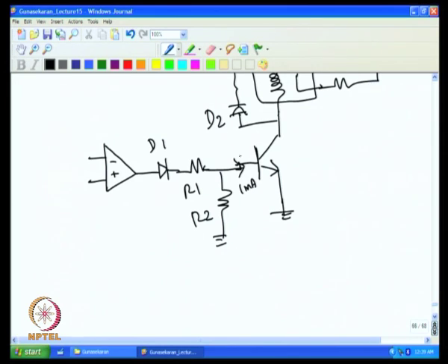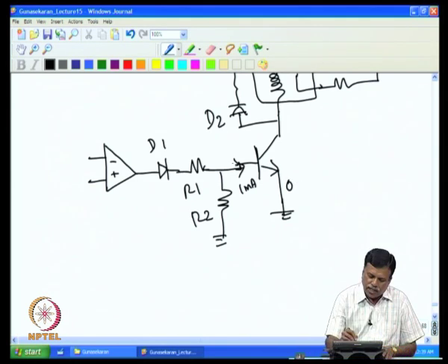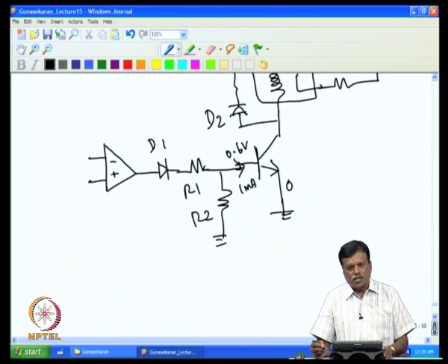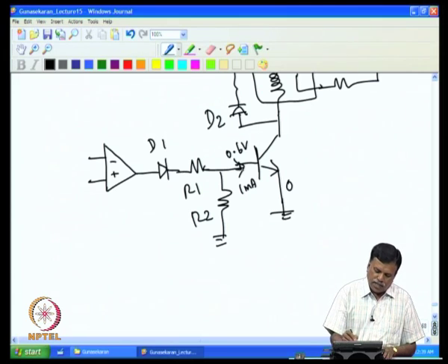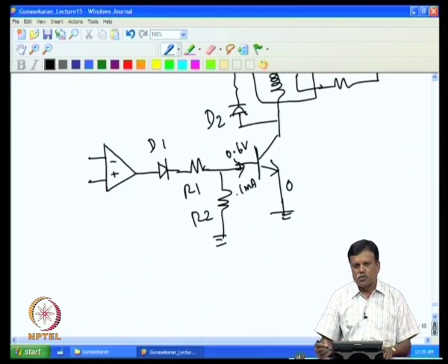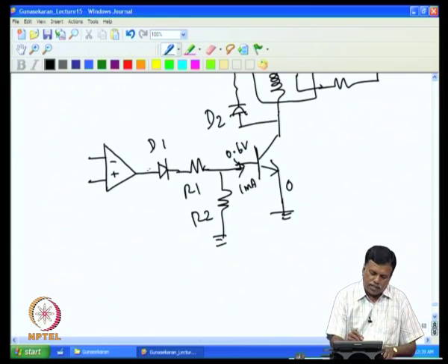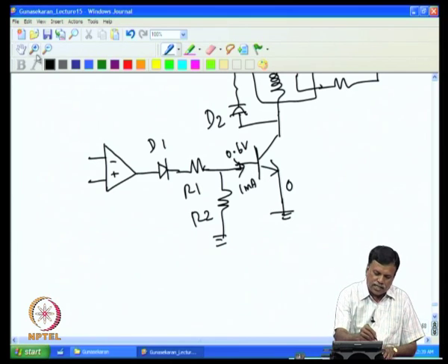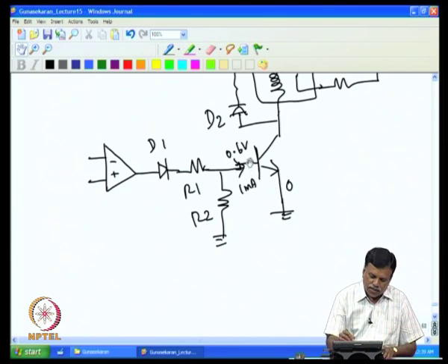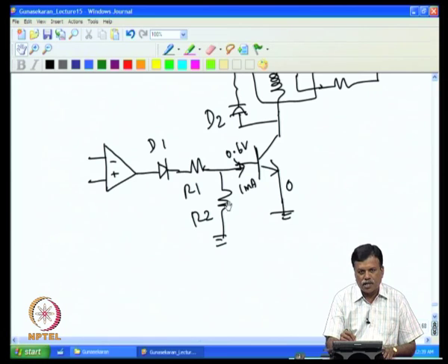So, this current is 1 milliampere, and we know when the transistor is on, this voltage is 0 volt, we ground it, and this will go to 0.6 volt. If this is 0.6 volt and the current is 1 milliampere, then we know this resistor R2 is used only to discharge. When the voltage goes to 0, the storage charge in the transistor, the base emitter capacitance, has to be discharged. For that only we are using R2.